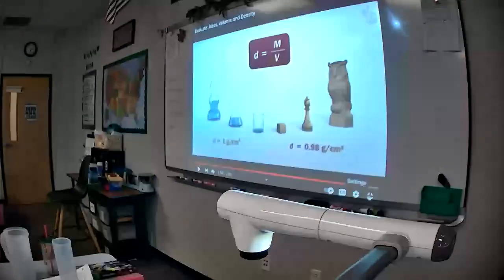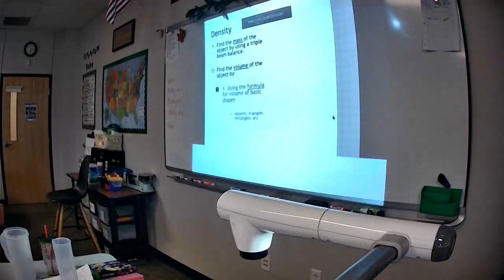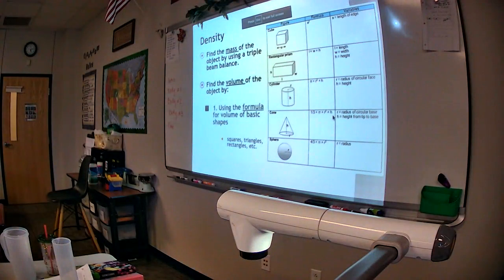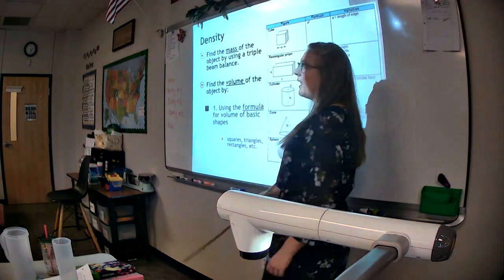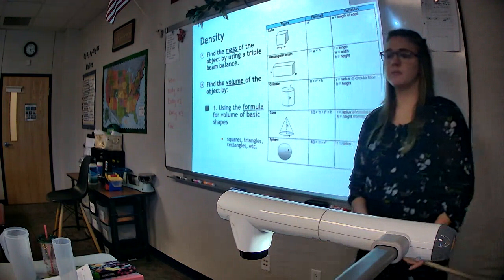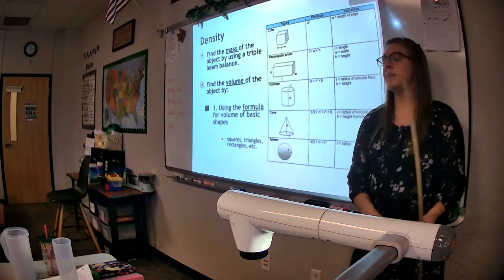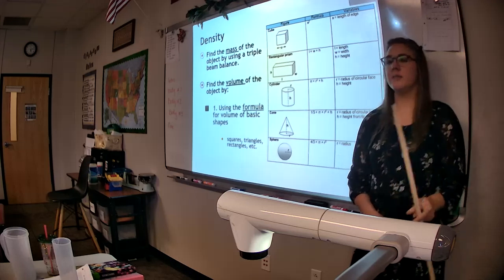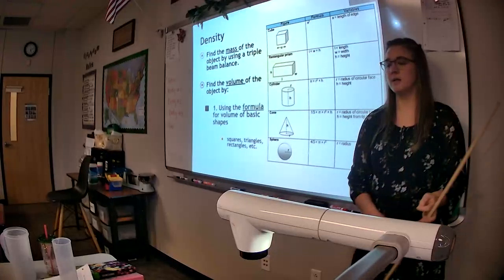So, that's kind of where he stops. Now, we're going to write the steps for finding density, and then we're going to practice it. So, this is the next part of your notes. To find the density, step 1, you find the mass of the object. How do you find mass? Well, by now you should know you use a balance. Either a balance with mass pieces or a triple beam balance, like what we practiced in class.